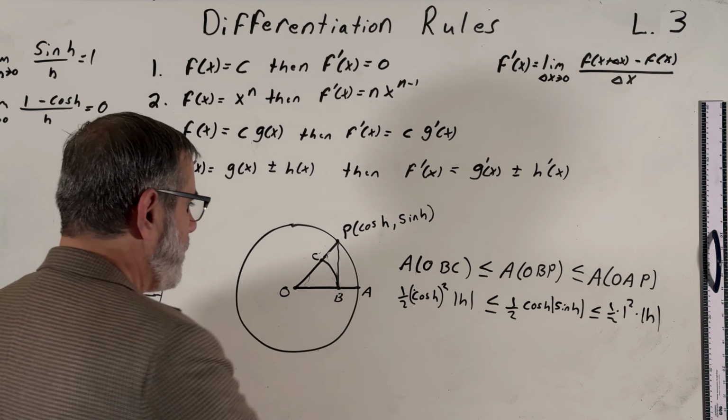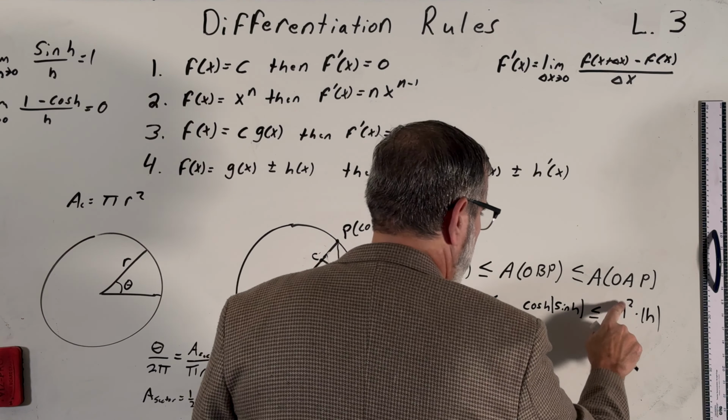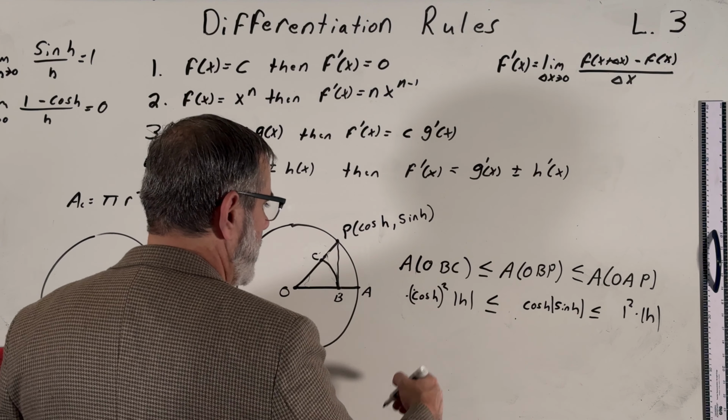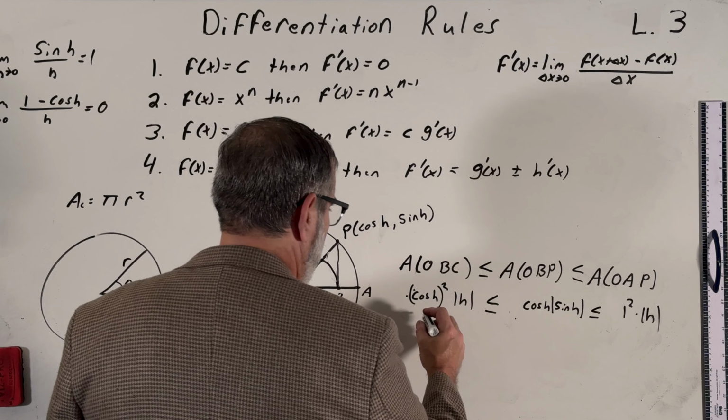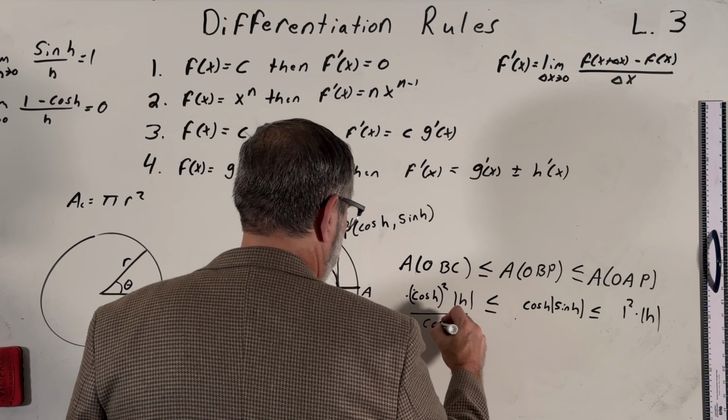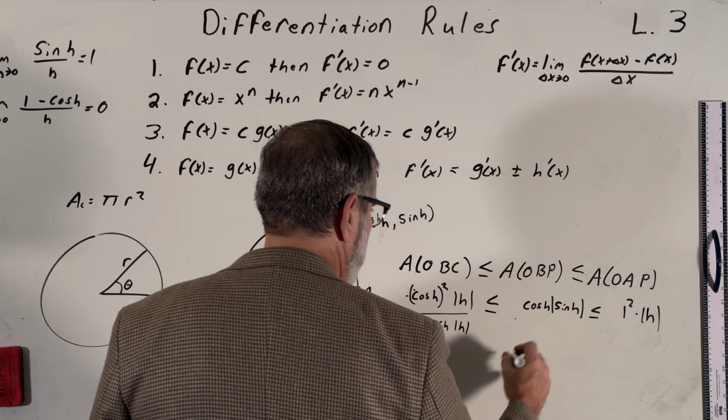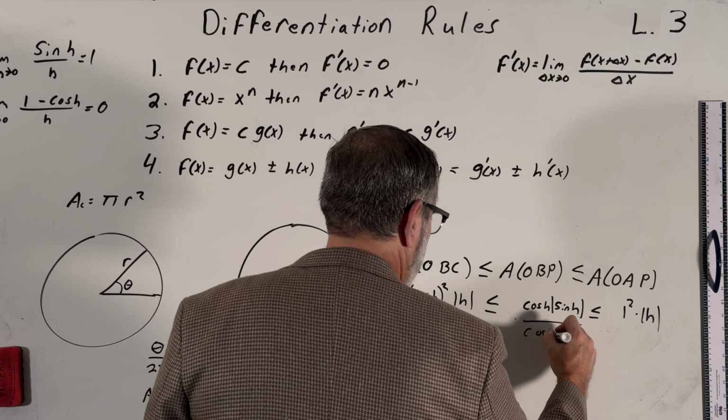So we'll multiply everything by 2. That'll get rid of these halves. We're going to divide out by cosine of h times the absolute value of h. So everything is getting divided by cosine of h times the absolute value of h.